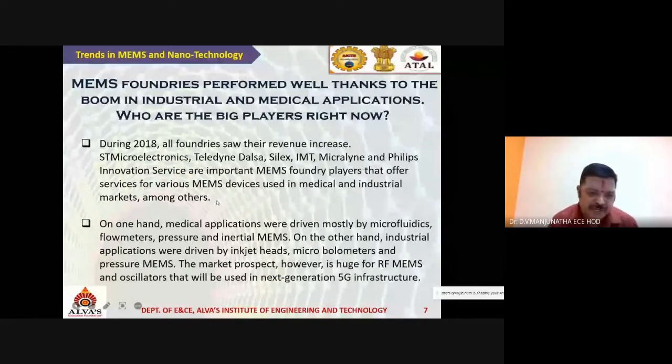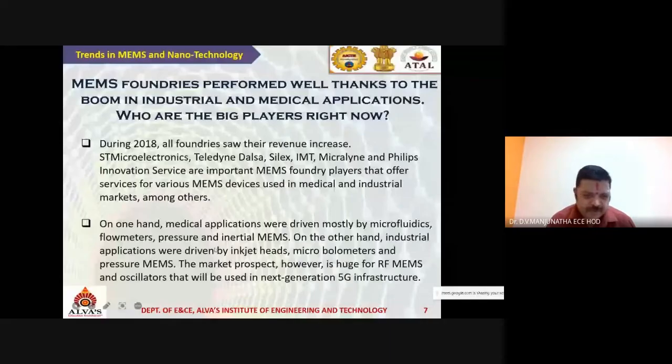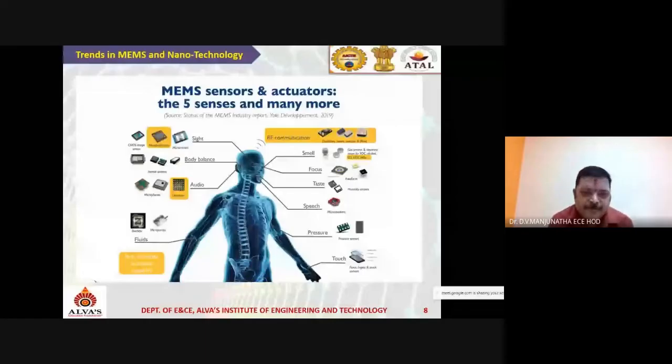On the other hand, medical applications were driven mostly by microfluidics, MEMS flow meters, pressure sensors, and inertial MEMS. Industrial applications were driven by inkjet heads, microbolometers, and pressure MEMS. The market prospect, however, is huge for RF MEMS and oscillators that will be used in next generation 5G infrastructure. Right? So coming to this slide, there are 5 sense organs for any human, right?